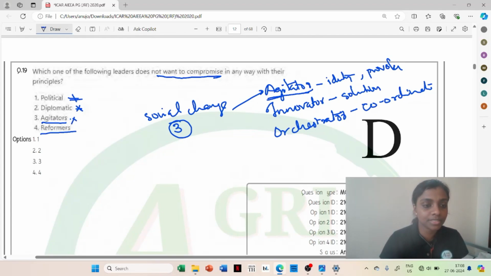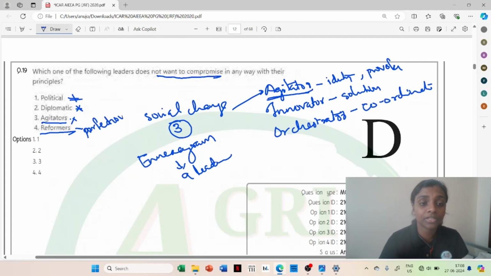Fourth one is reformer. This is also a new type of leader you might be hearing about. There is something called Enneagram leadership types. Okay, Enneagram leadership types. In that, 9 types of leaders are there. So reformer is one among them. Reformers are characterized as perfectionists. They have their own principles which are very stubborn. The name itself is reformer. They want to reform. So they are the ones who do not want to compromise in any way with their principles. So the answer is the fourth one, reformer.